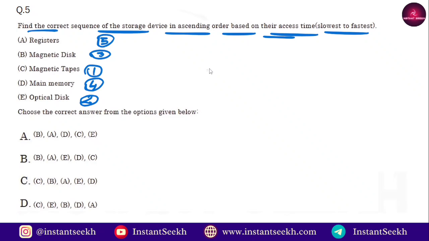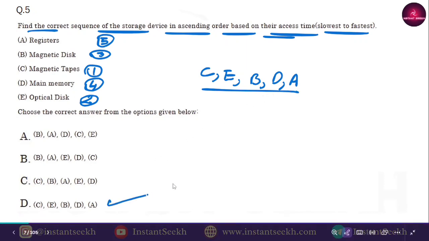So option C, your magnetic tapes, are the slowest. Option E is the optical disc, second slowest. Then we have option B, your magnetic disk. Then option D, your main memory, and the fastest is our registers. So C, B, D, A will be your storage device pattern in ascending order with respect to access time, starting from slowest to fastest. The option which matches this pattern is option number D. So your correct answer for this particular question will be option number D.